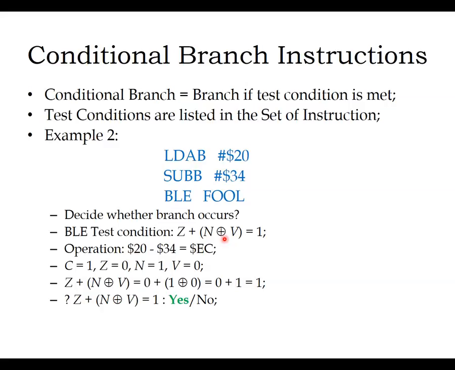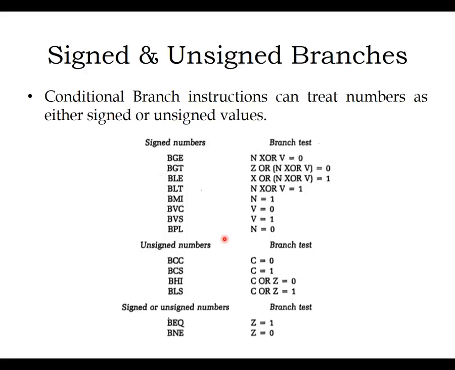At this point we're just looking at the examples. Let's try to understand a little bit about the branch instructions we have in our instruction set. We actually have several branch instructions. This is the complete list of all the branch instructions on the instruction set, okay? Now, some of these are called signed branches, some of these are unsigned, and some of these are signed or unsigned.